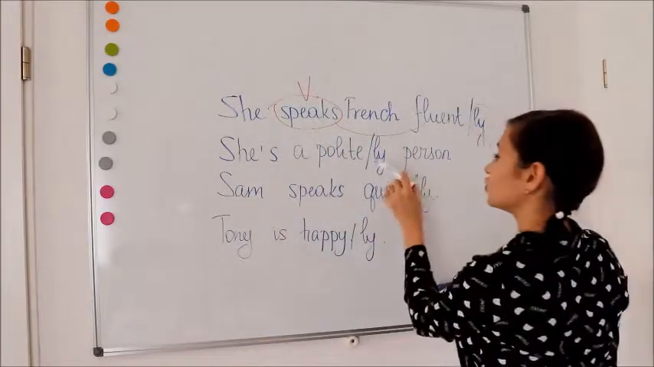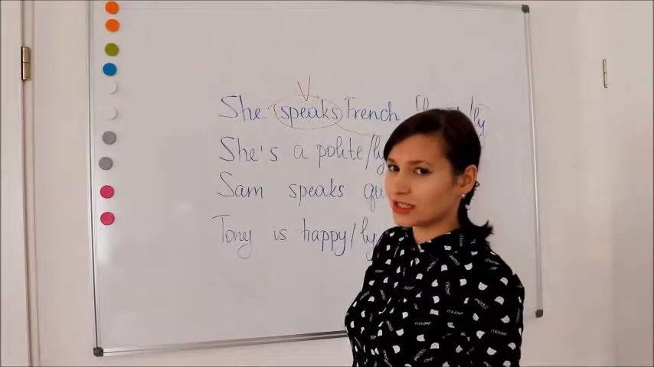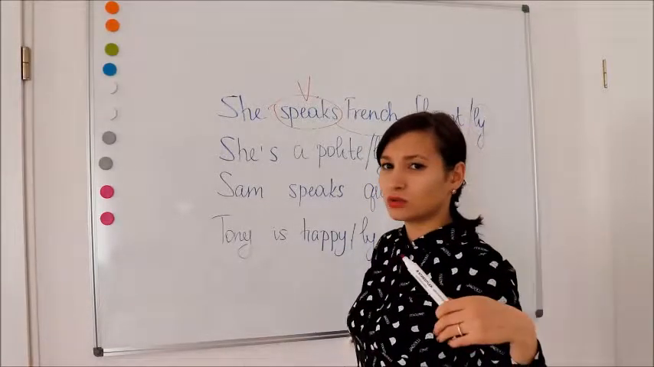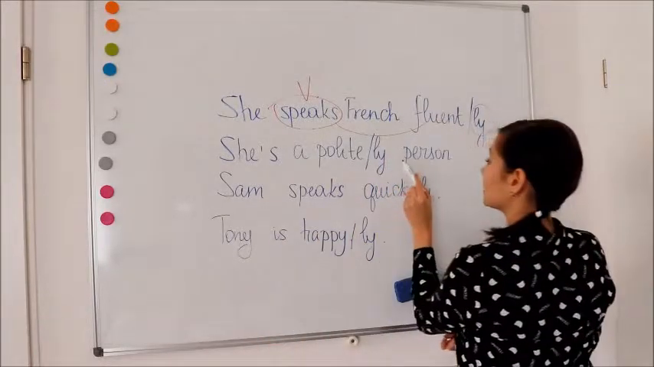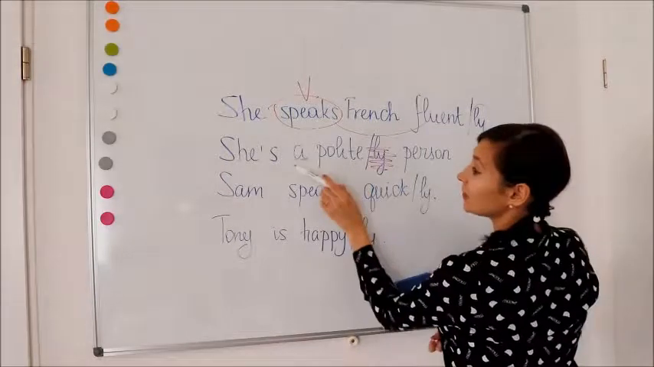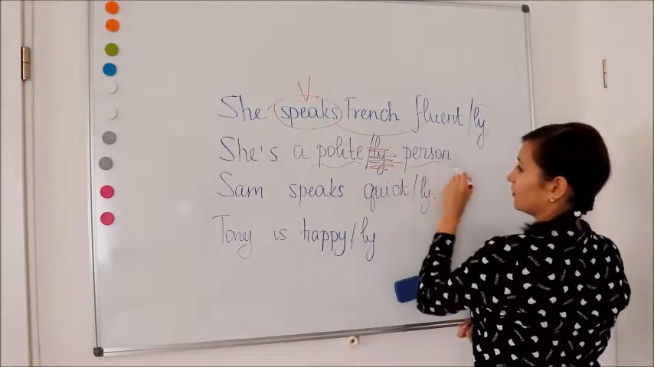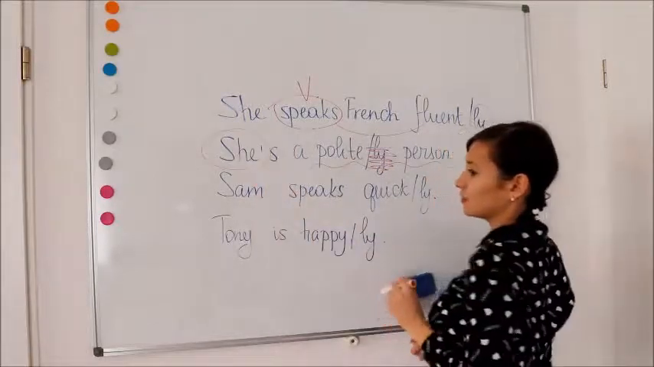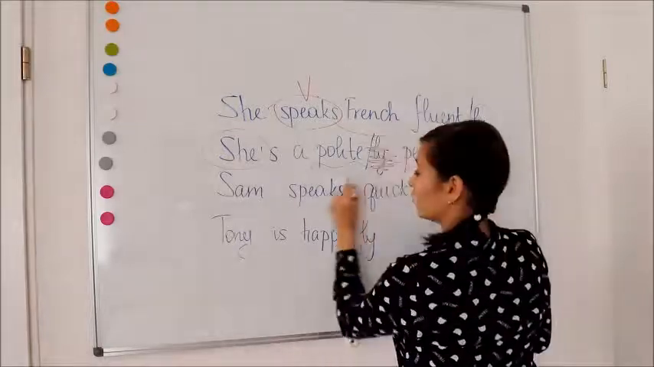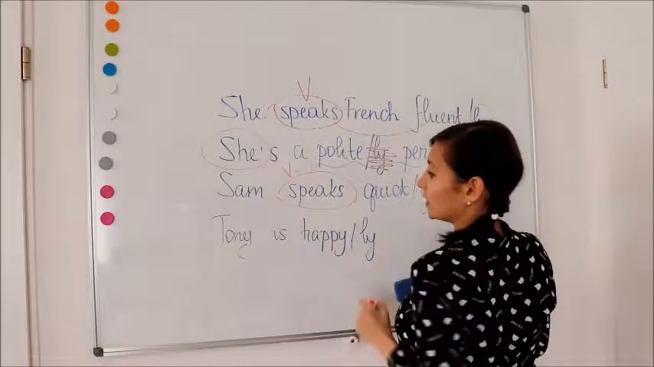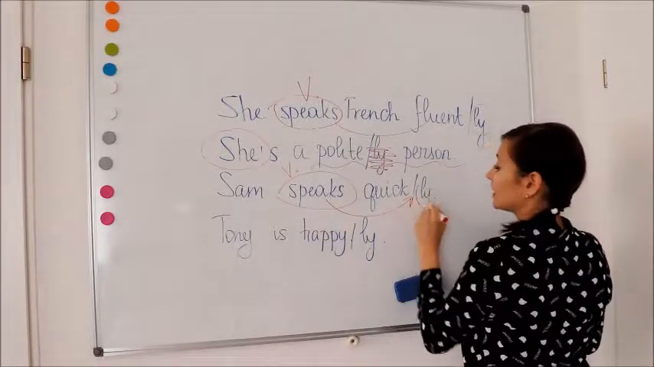She's a polite or politely person. Do I want to describe what kind of person she is, or what she did, or how she did something? We're describing what kind of person she is. So she is a polite person. I'm describing a person, so she is a polite person. Sam speaks quick or quickly. I want to describe the way he speaks. He speaks how? He speaks quickly.